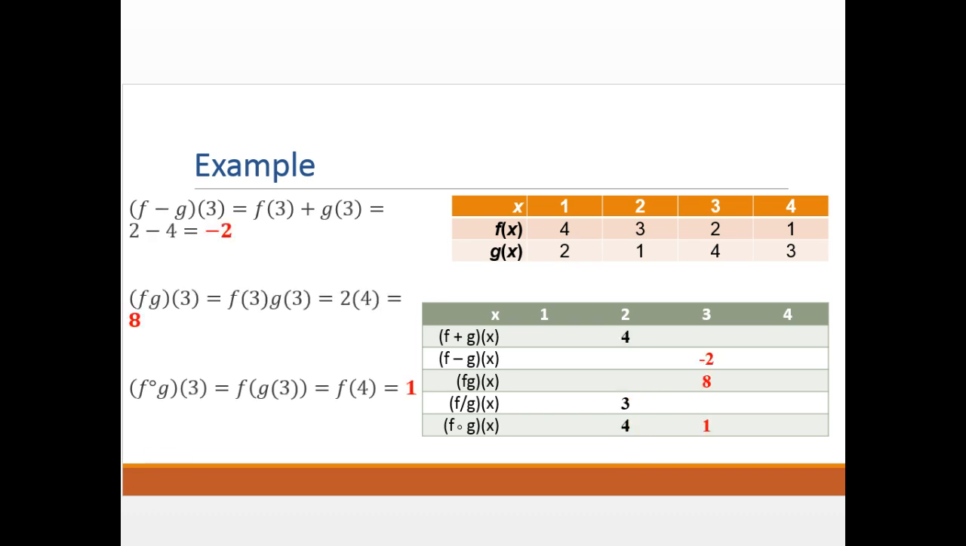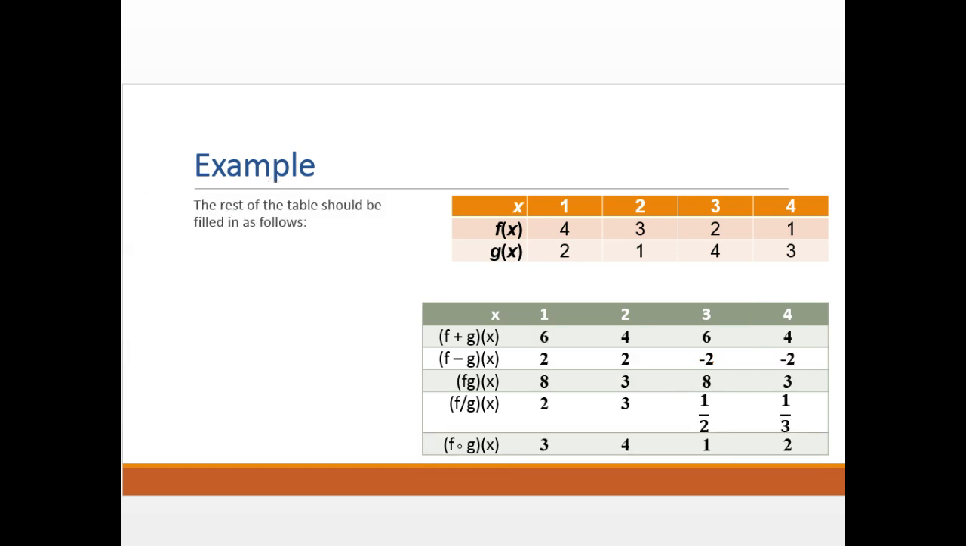Let's look at another column, some more examples. Let's look at f minus g of 3. This is just f of 3 minus g of 3. f of 3 is 2. g of 3 is 4. 2 minus 4 is negative 2. f times g of 3 is f of 3 times g of 3, which is 2 times 4, which is 8. And again, the interesting one, f of g of 3 is f of the quantity g of 3. g of 3, again, is just 4, and f of 4 on our table is 1. Here, which you can also see in your handouts, is the whole table filled in.